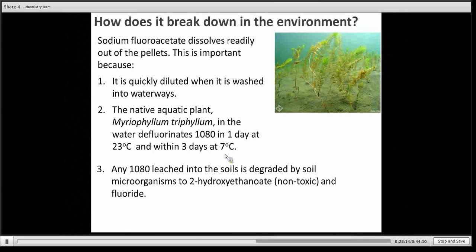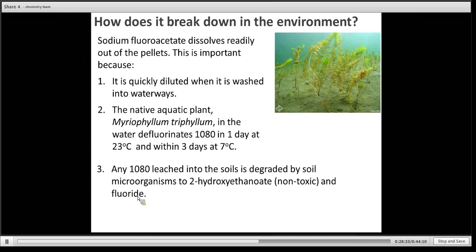And then, as I say, any 1080 that doesn't get into the waterways and goes into the soil is degraded very easily to 2-hydroxyethanoate. See if you can draw that compound, and fluoride. So fluoride is being released into the soil and into the water, because obviously it can leach from there into the water.